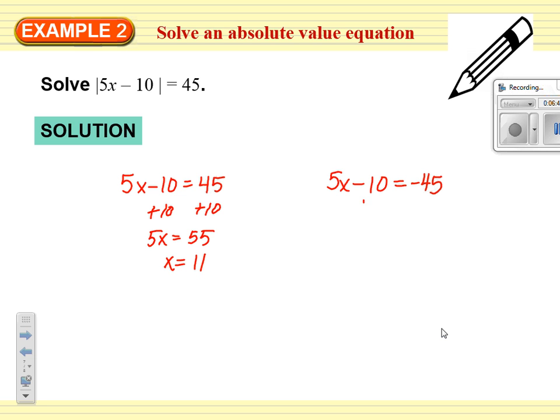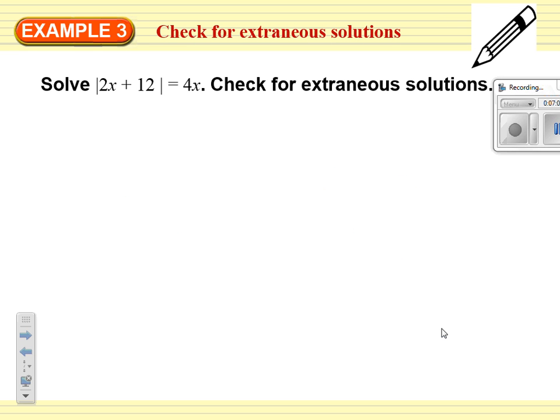Or let's look at this one. Add 10 to both sides. 5x equals negative 35. x equals negative 7. And you could plug both of those in and check to make sure they both satisfy the equation. All right, here's another one. Our last one for today.